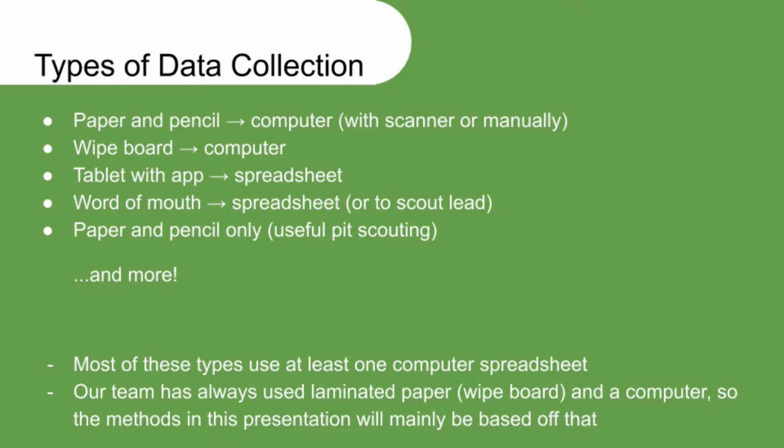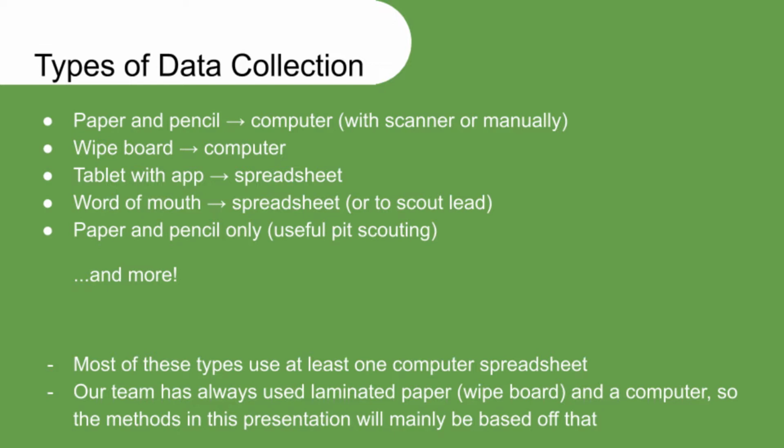So let's look into some types of data collection, because how are you going to get your data without a data collection system? So some common types are paper and pencil, transferred to a computer. With a scanner, I've seen a team run the paper through a scanner, and it automatically puts it into the computer, kind of like a Scantron, I guess. Or you can manually type it in.